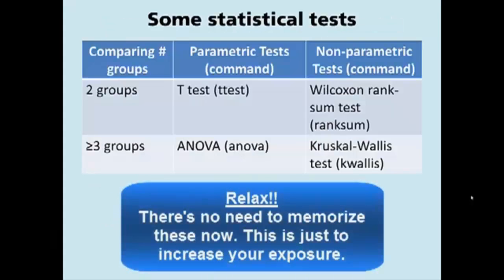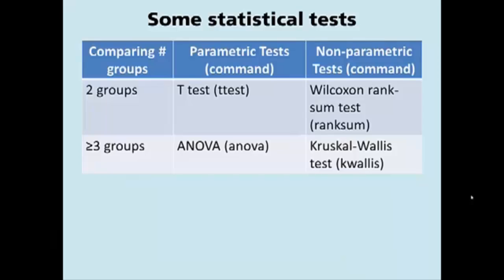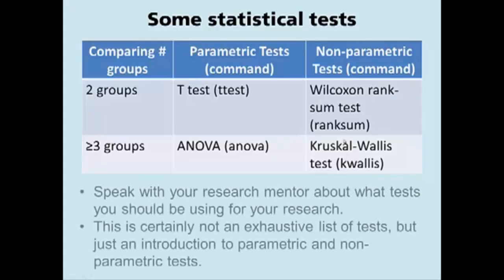Here are just 4 statistical tests with their commands listed in parentheses. The parametric test comparing the means of 2 groups is called a t-test. Comparing 3 groups is called an ANOVA test. The non-parametric version of the t-test is called the Wilcoxon rank-sum test. The non-parametric ANOVA is called the Kruskal-Wallis test.